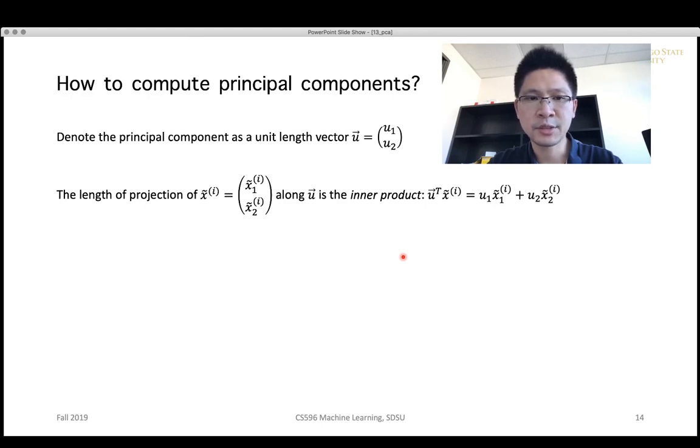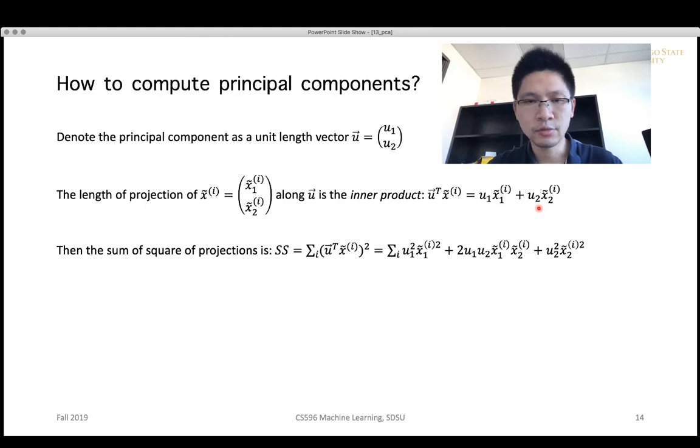For example, for this data point x tilde i, which is the i-th data point in our data set, which also has two elements, x tilde 1 and x tilde 2, we can then project this vector x onto the principal component u. So how do we compute the length of the projection? The length of the projection of x along u is just the inner product, u transpose times x i. If we write it out by extracting all the terms, it's u1 times x1i plus u2 times x2i. So this quantity is the inner product, which is also the length of projection of x i onto u.